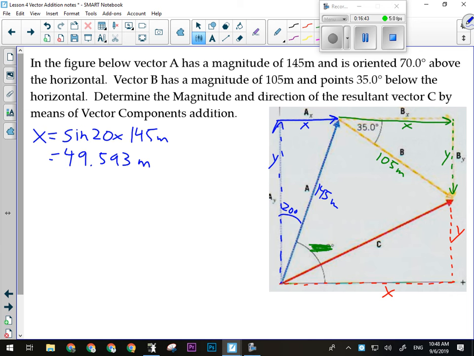And I'm going to say that that's positive because that's all I was given here. It's that way to the right along the positive x-axis. Then I'm going to find blue y. Blue y is the adjacent side, so I'll use cos.